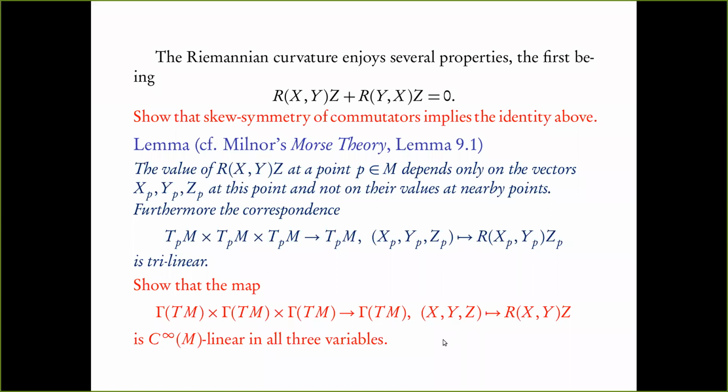So this is very unlike what happens in the case of a connection. In a connection, it is C infinity M linear in X, but it is not C infinity M linear in Y, where the connection is given by nabla Y with respect to X, right?